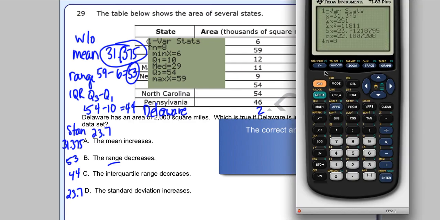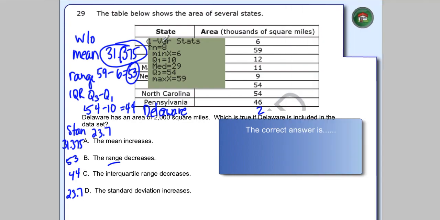Now the only thing I'm going to do is go back to Stat, go to Edit, and at the end, I'm going to put a 2. I have to hit enter, 2, enter. So you see I've added 2 at the end there. Now what will mess you up on this is if you put 2,000. You've got to remember this is in thousands of square miles. So go do the same thing. Let's see how it switched. So 1-Var Stats. I'm going to do this in red. The mean is 28.1.